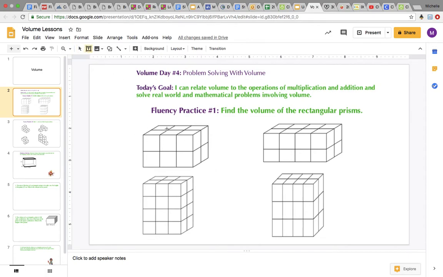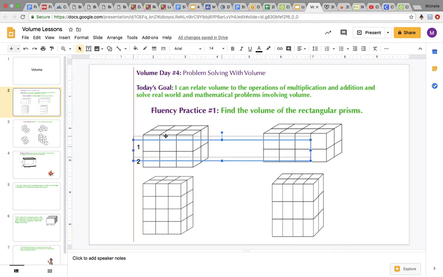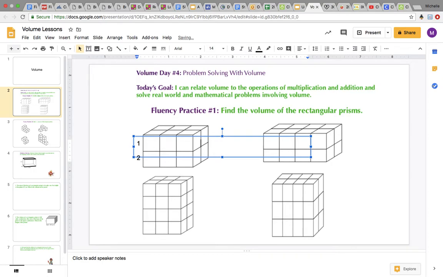So our first box, we want to look at the number of layers. We've got one layer here and a second layer here, so we've got two layers. How many boxes in each layer? We've got 1, 2, 3, 4, 5, 6. I'm going to do 2 times 6, and I'm going to get the volume of 12. 2 times 6 equals 12 cubic units.